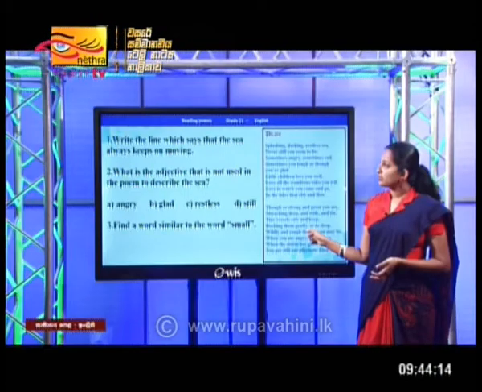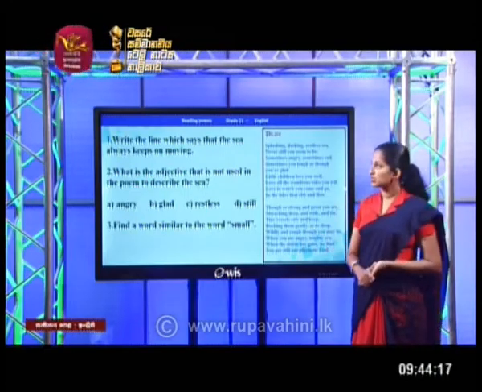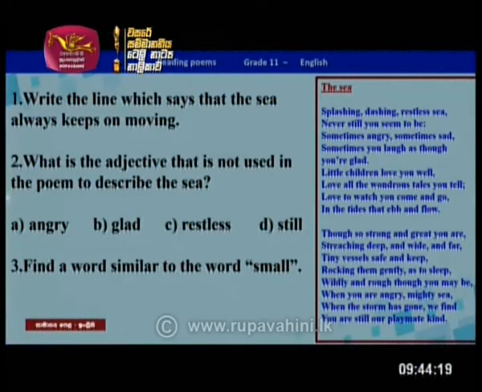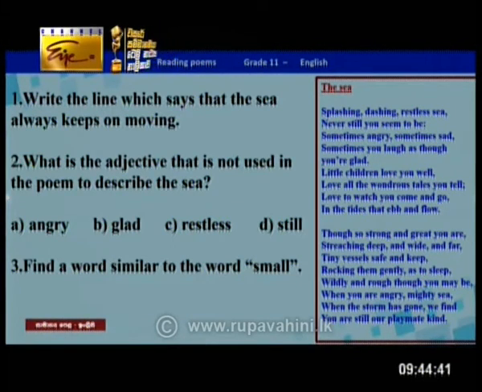Okay, dear children, I have given you some questions. Let's read them together. First one, write the line which says that the sea always keeps on moving. Second one, what is the adjective that is not used in the poem to describe the sea? A. Angry, B. Glad, C. Restless, D. Still. Number 3, find a word similar to the word small.